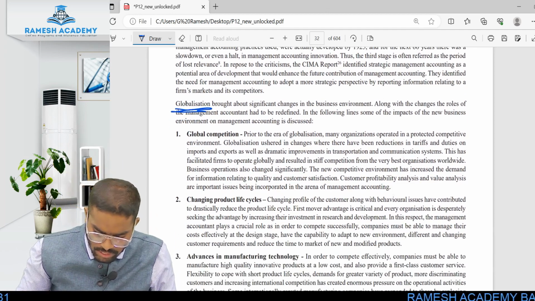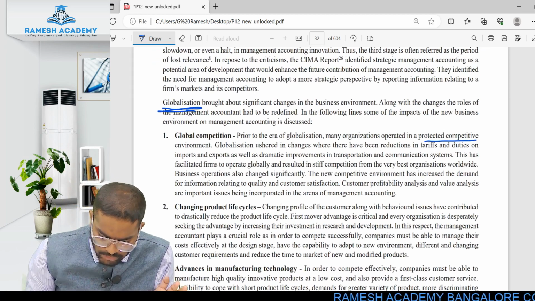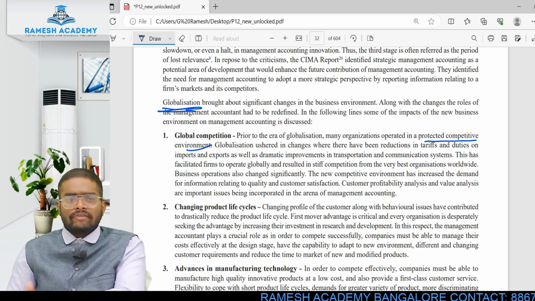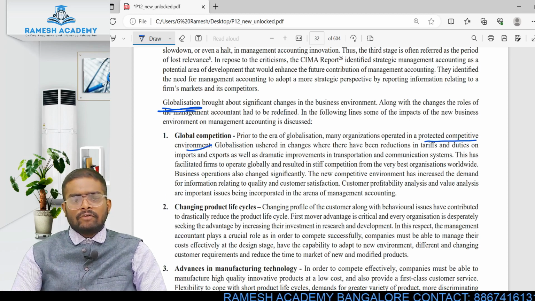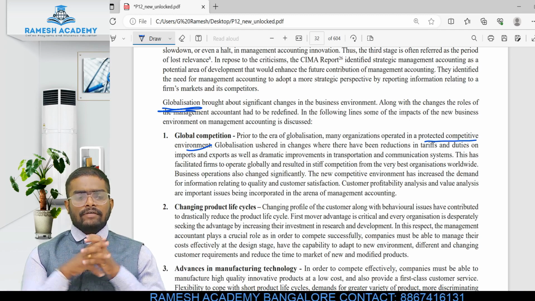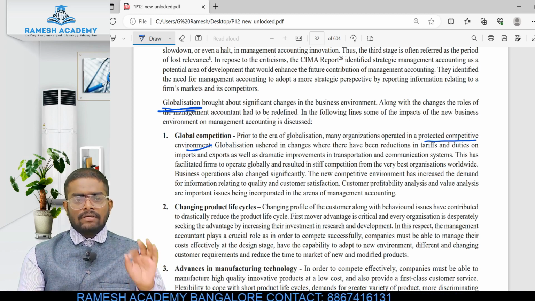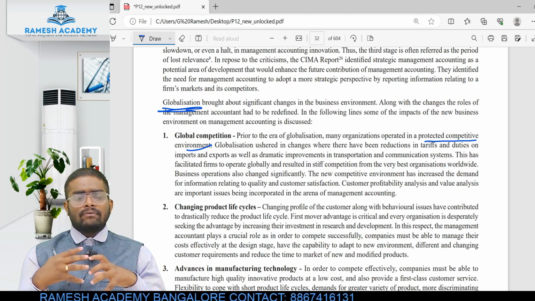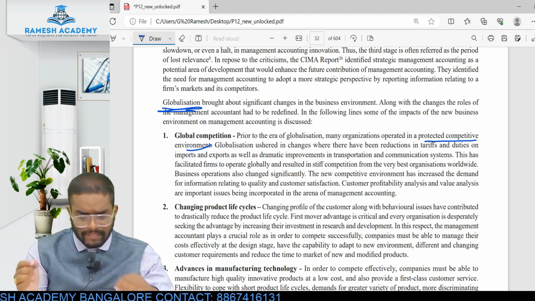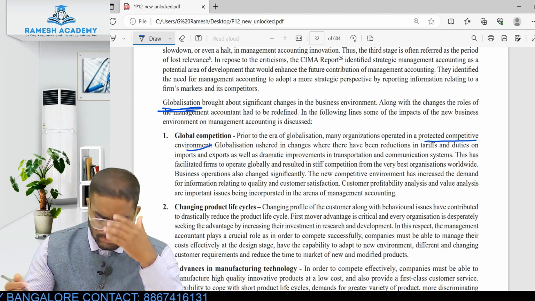See, let's go through it. Prior to the era of globalization, many organizations operated in a protective competitive environment, which means that this village's people should not go there, and that village's people should not come here. So we used to have an agreement that we will not come to your village, please you don't come to our village. By this they had a protective agreement so that neither company's profit would be affected. Now that is not the case. Now we'll have global competition.